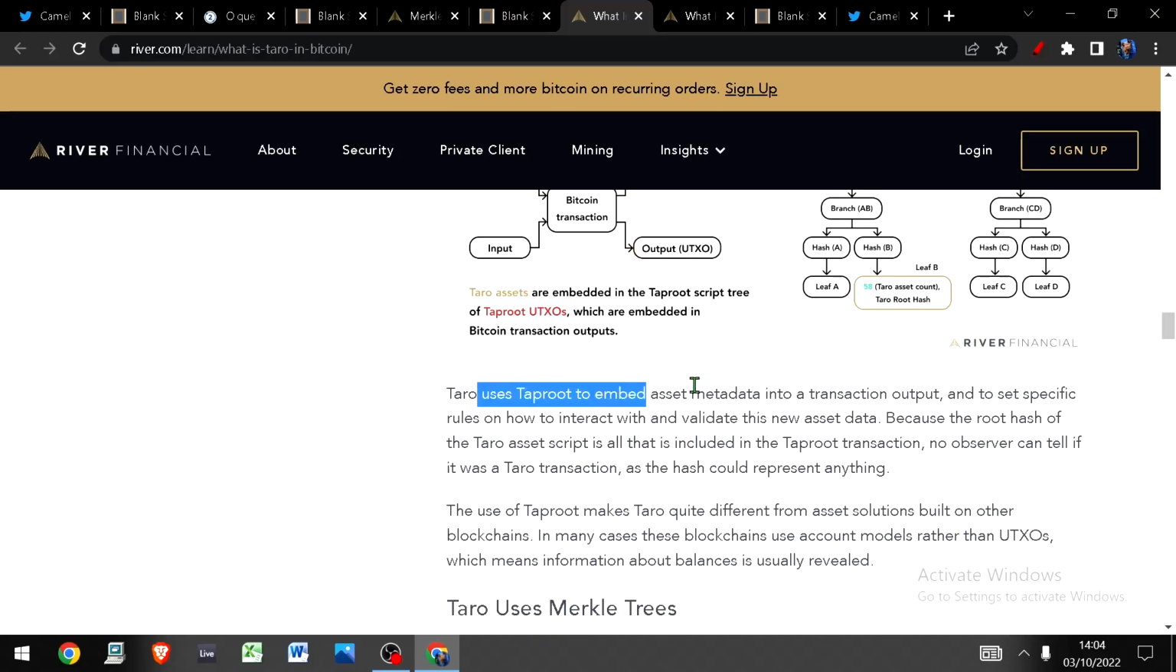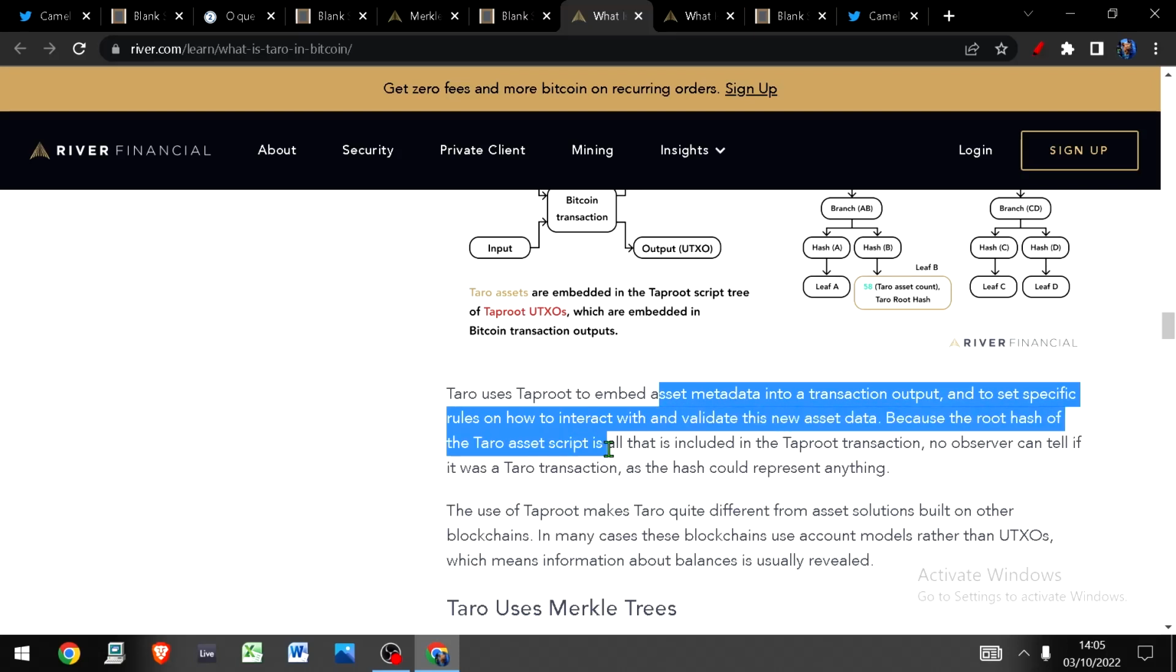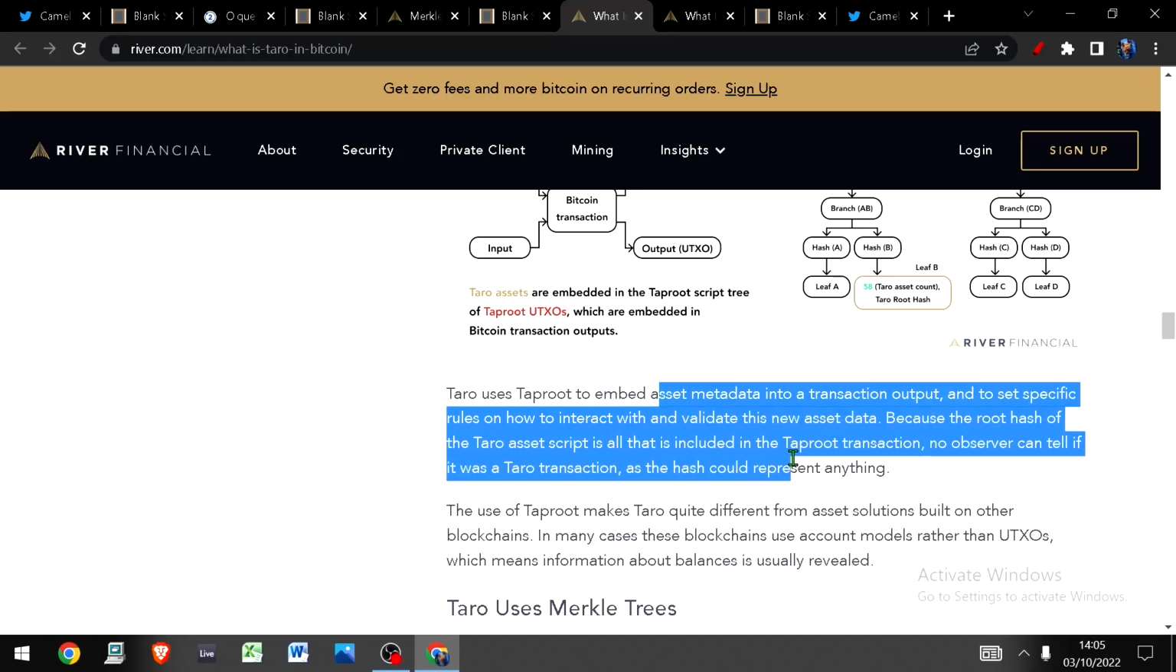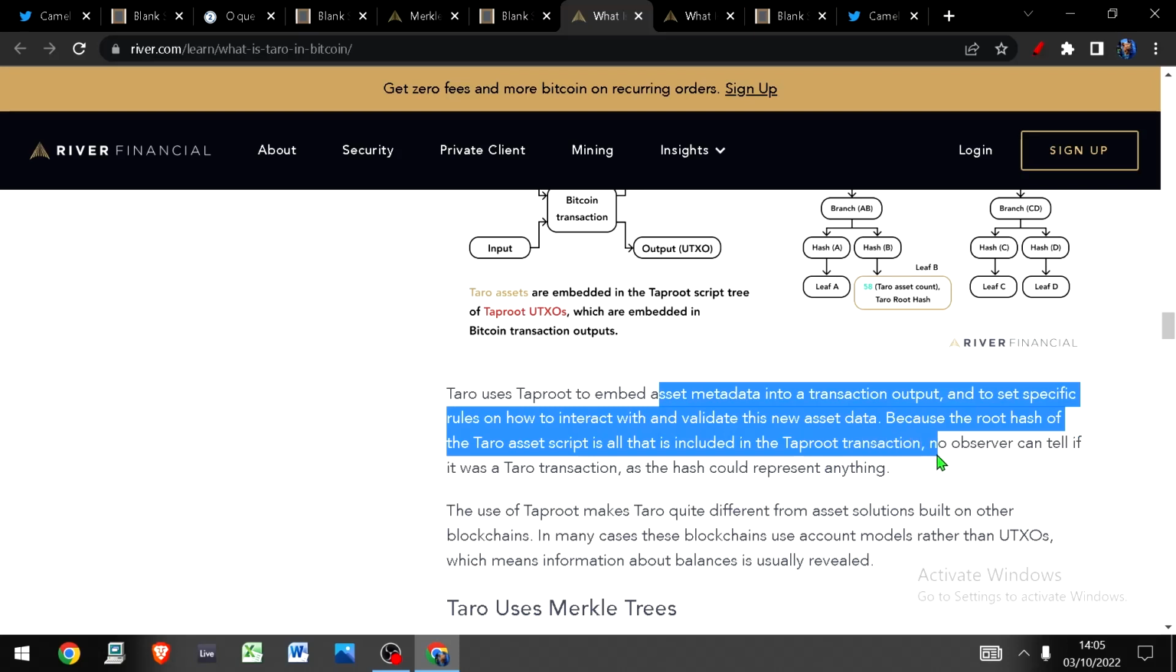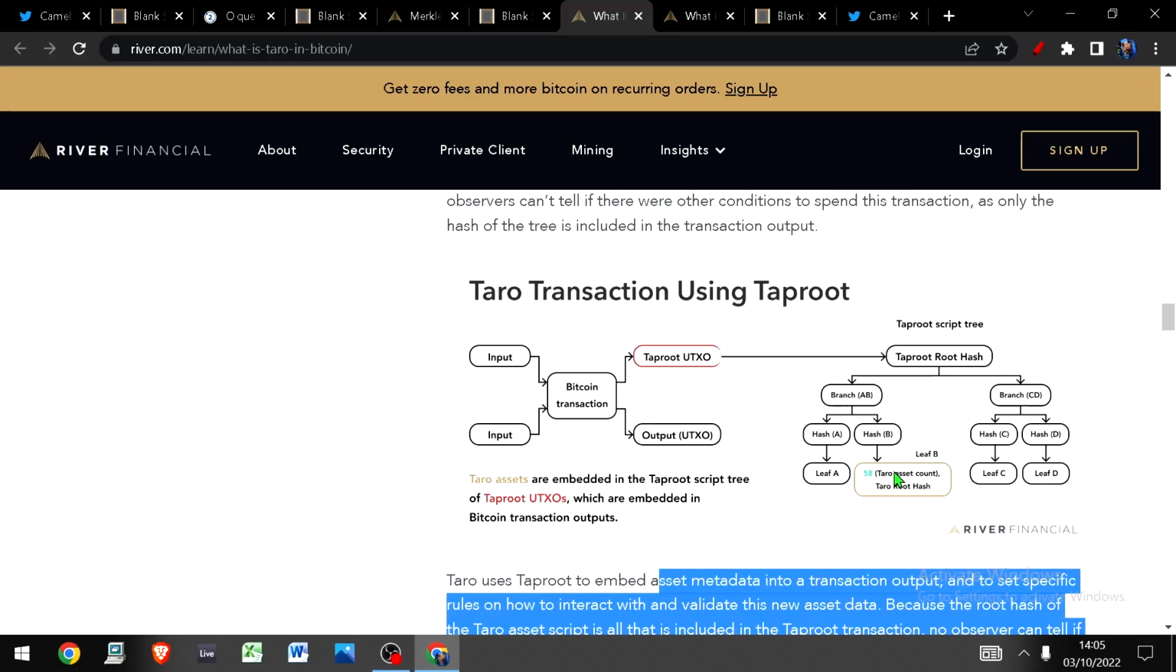And so TARO uses Taproot to embed asset metadata into the transaction output and set specific rules on how to interact with and validate this new asset data. Because the root hash of the TARO asset script is all that is included in the Taproot transaction, no observer can tell if it was a TARO transaction, as the hash could represent anything. So again, they're only seeing the hashes in between. Okay, so this is why it gets super private.